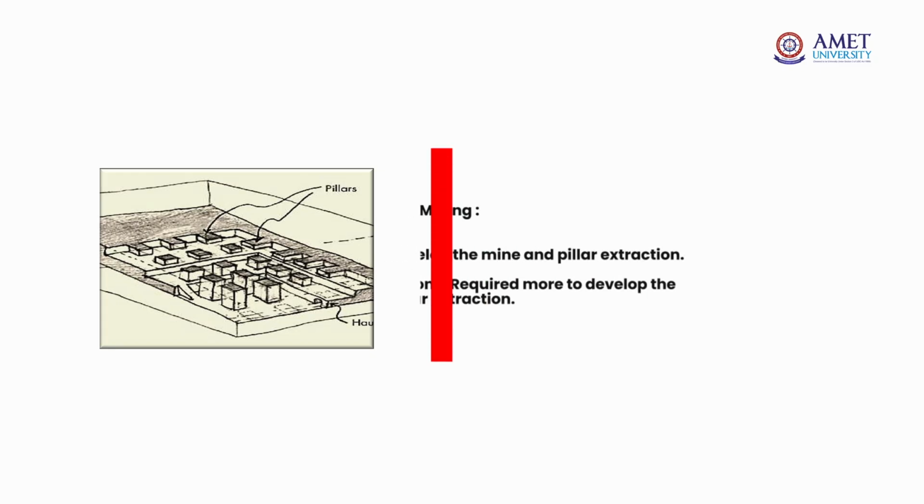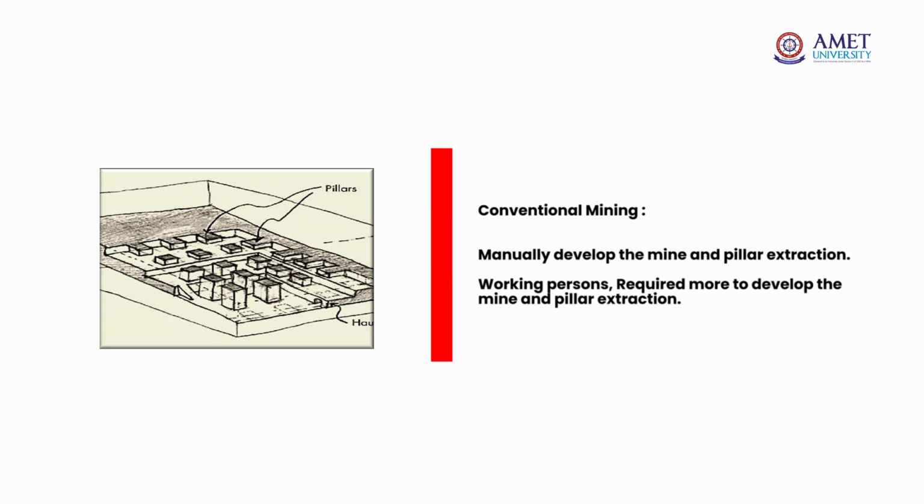One by one we are going to talk about the conventional mining method. What exactly is the conventional mining method? It is a manual extraction of the mine and pillar extraction by the operation of board and pillar. It involves more manpower, as shown in the diagram, and requires more development in the mine as well as the pillar extraction. The next one is continuous mining operations.